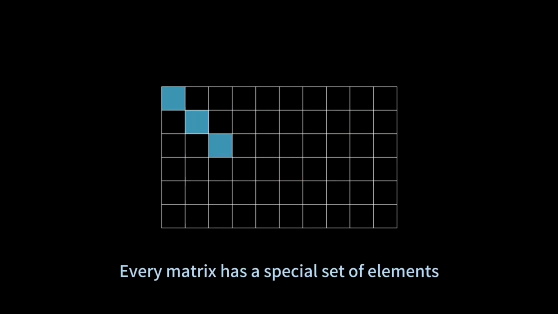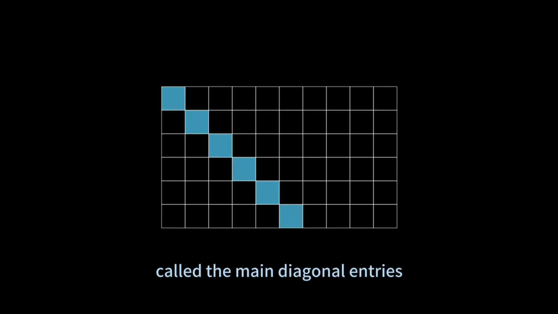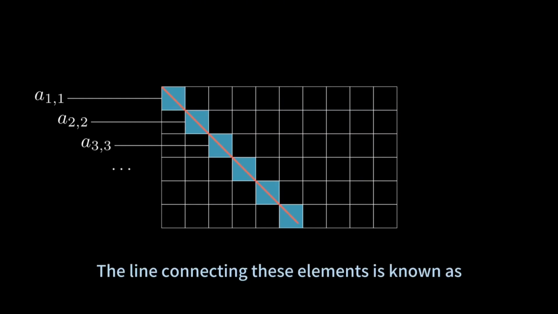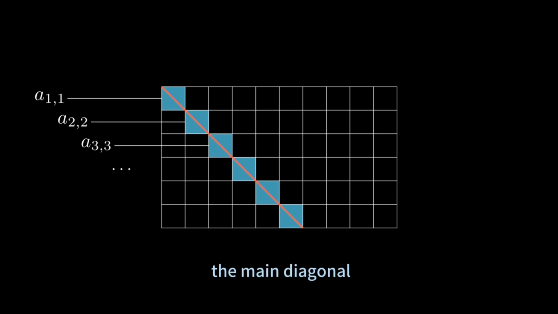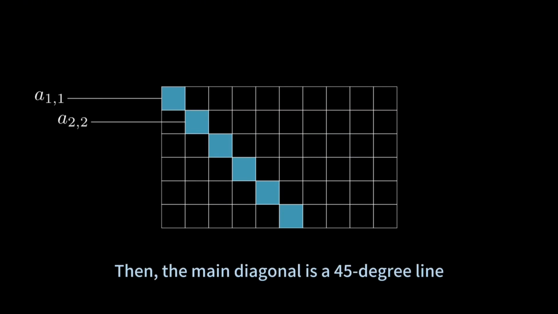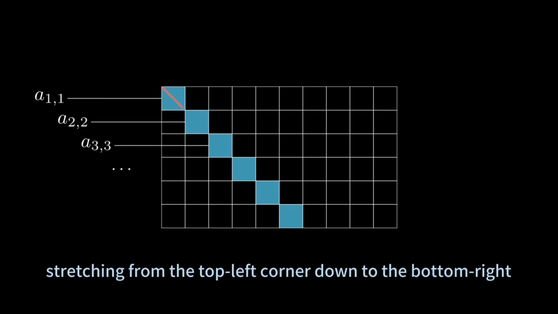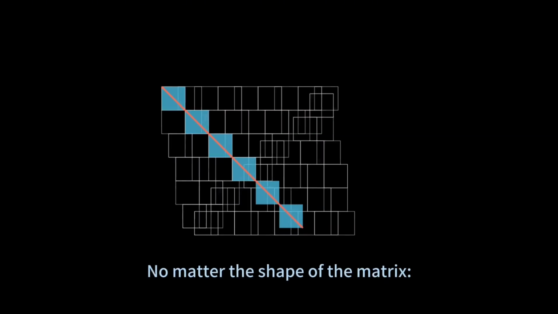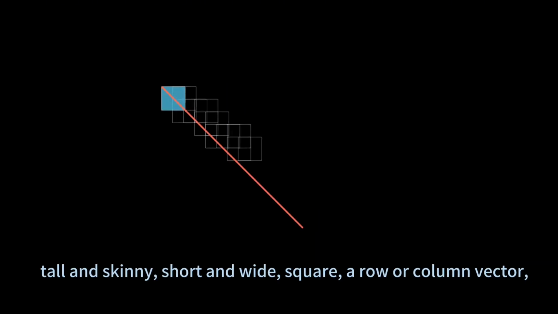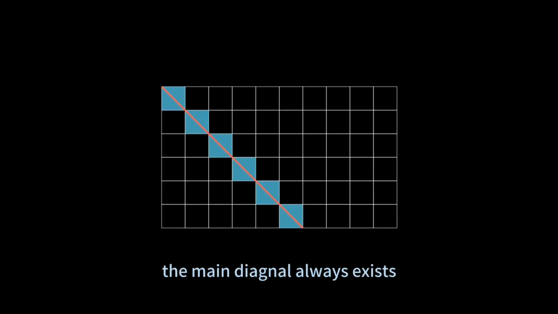Every matrix has a special set of elements called main diagonal entries. They're the ones where the row and column indices are equal. The line connecting these elements is known as the main diagonal. Imagine each matrix entry as a square cell of equal size. Then the main diagonal is a 45-degree line stretching from the top left corner down to the bottom right. No matter the shape of the matrix, tall, thin, short and wide, square, row, or column vector, the main diagonal always exists.